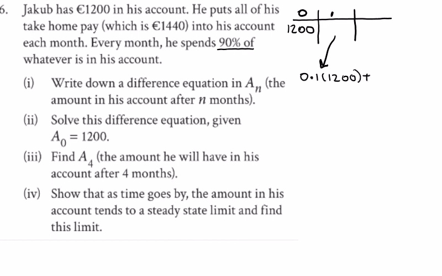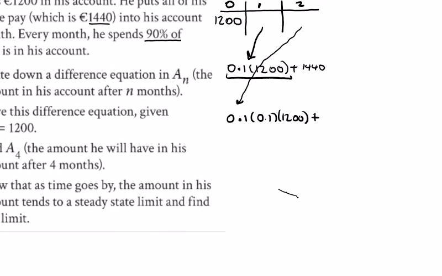Plus, what does he put in? 1440 at the end of the month. So it'll be 1440, and after that, in month 2, we're going to have not 10% left of this guy because it was in there. So 10% of the first guy plus 10% of the second guy, and the 1440 he's putting in at the end of month 2.